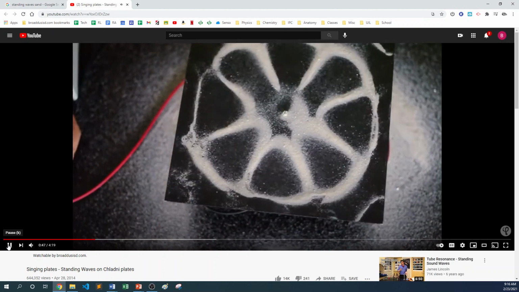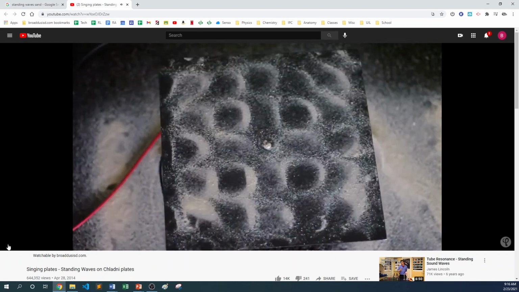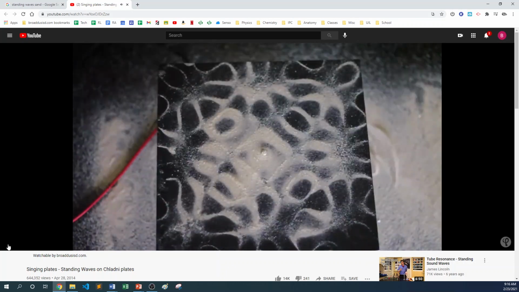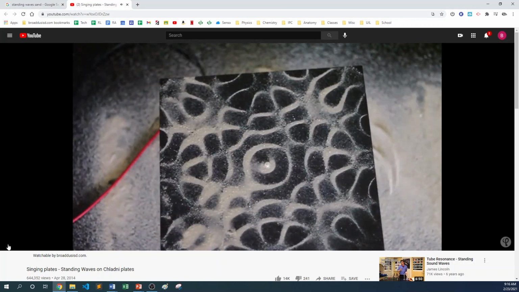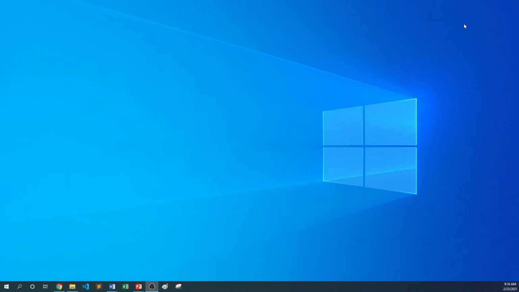The sand moves on the plate into beautiful, though unusual patterns. As I find higher and higher special frequencies, the patterns on the plate get more intricate. How awesome is this? It's really weird whenever you do it on a two-dimensional surface like that.